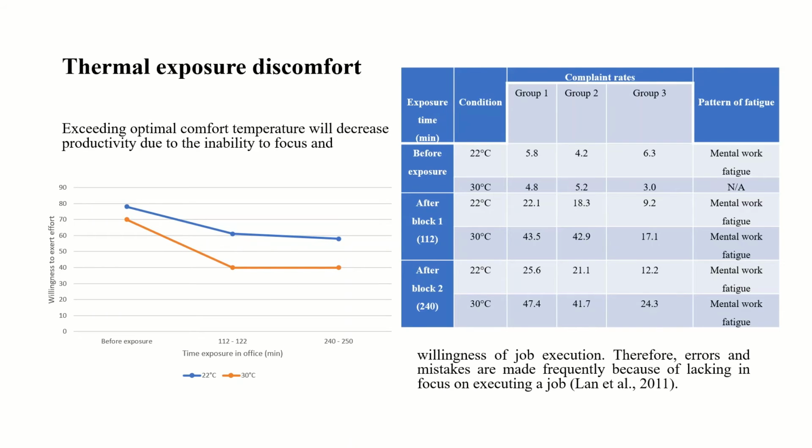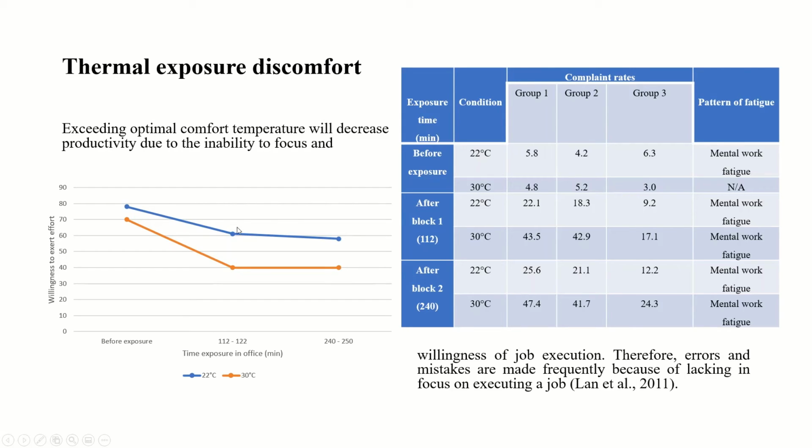My subtopic is thermal exposure discomfort. It means that when the temperature exceeds the optimal comfort temperature, productivity decreases due to the inability to focus and willingness of job execution. Therefore, errors and mistakes are made frequently because of lacking focus on executing a job.